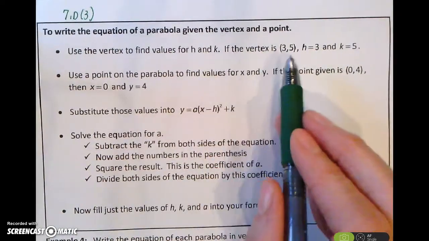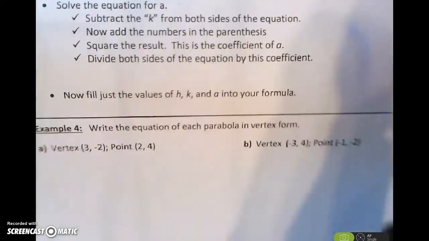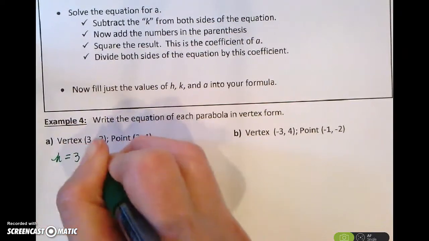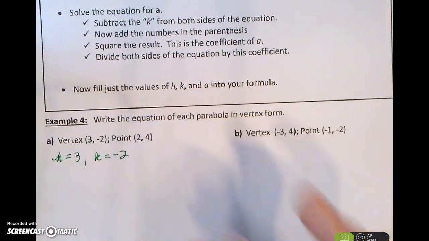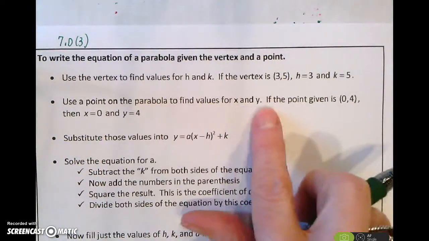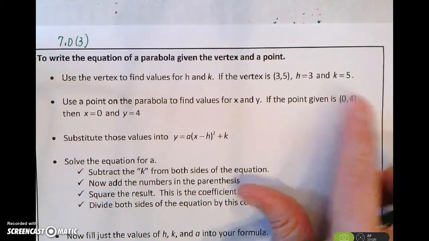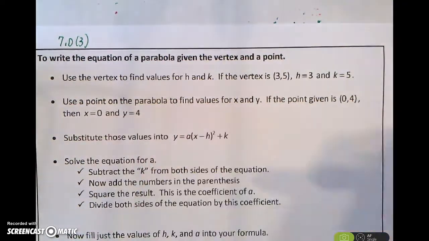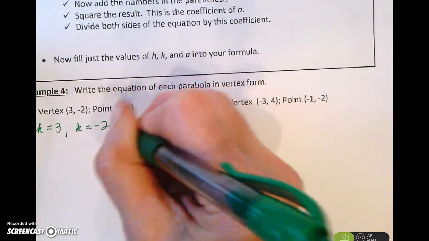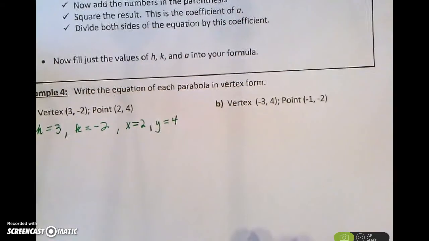So if the vertex is (3, 5), then h is 3 and k is 5. So down here we're going to say that in this case h is 3 and k is negative 2. Then we're going to use a point on the parabola to find values for x and y. If the point given is (0, 4), then x is 0 and y is 4. So I'm going to come back here. Our point's (2, 4). So that means that x is going to be 2 and y is going to be equal to 4.